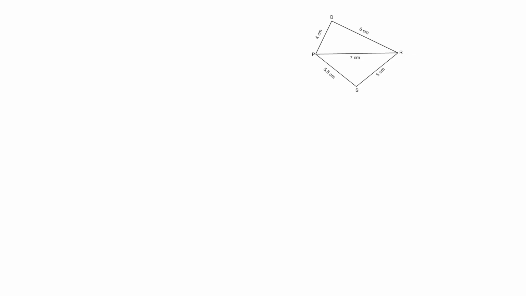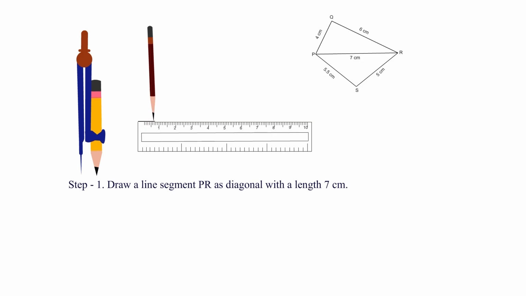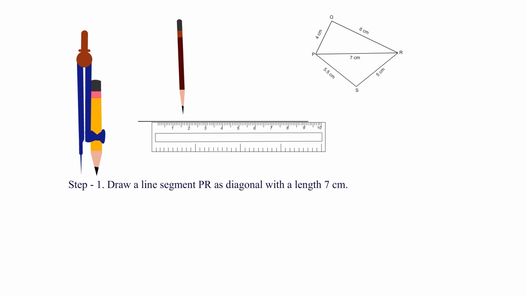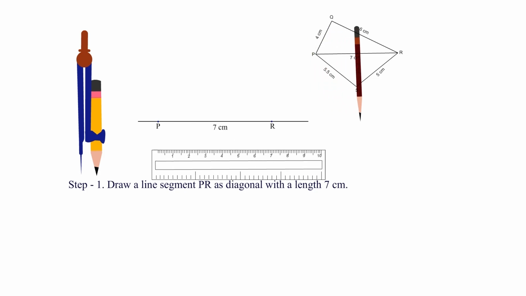All of you have done the figure. Okay? Mark all the sides and diagonal also. Now, how to construct the real figure? First step is draw a line segment PR as diagonal with the length of 7 centimeters. Come on, take up a scale and pencil, draw a line of length 7 centimeters. Let your pencil be sharp. Okay, I've drawn the line PR.